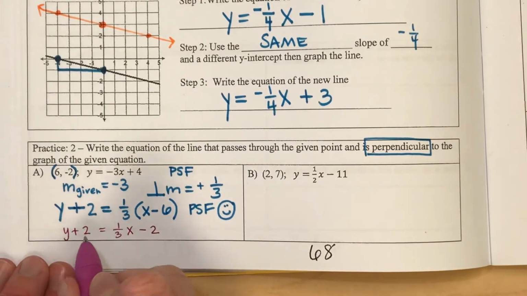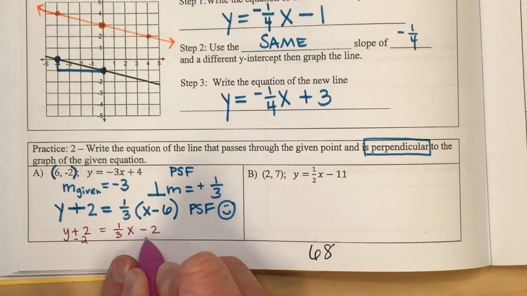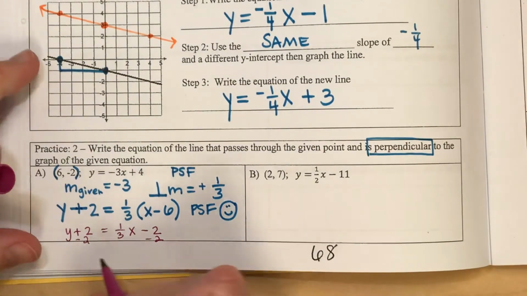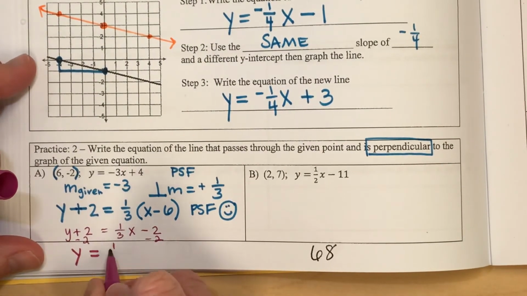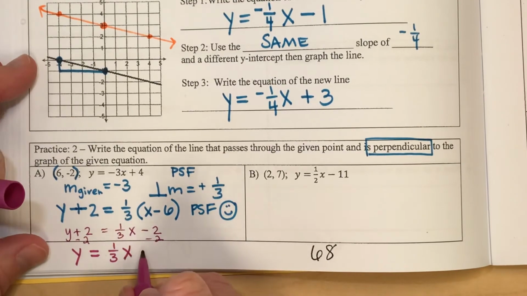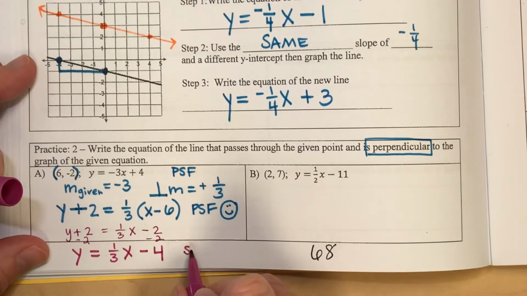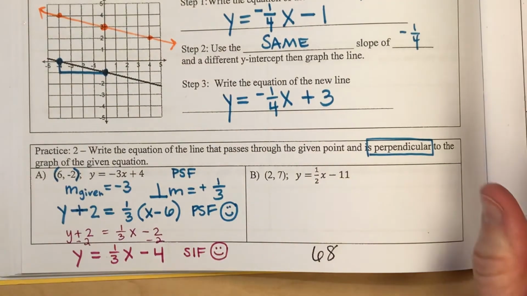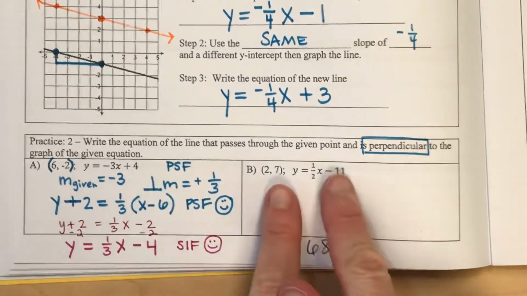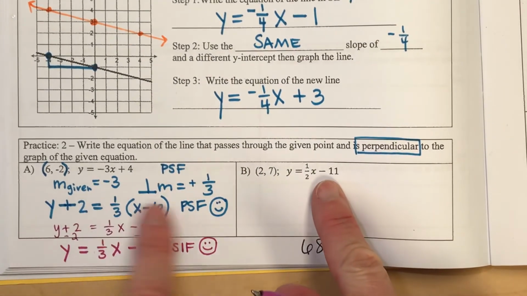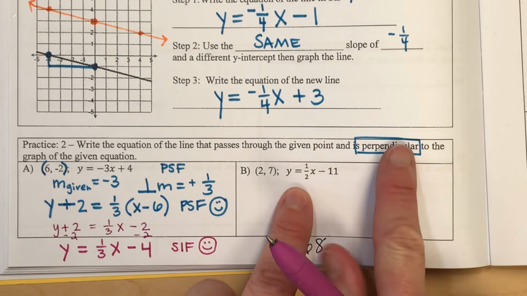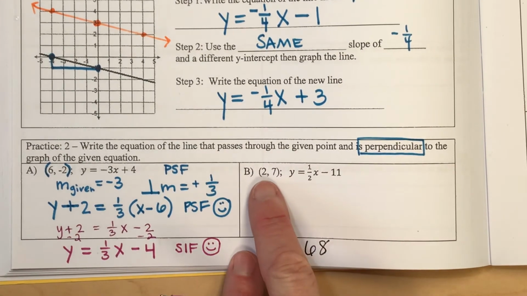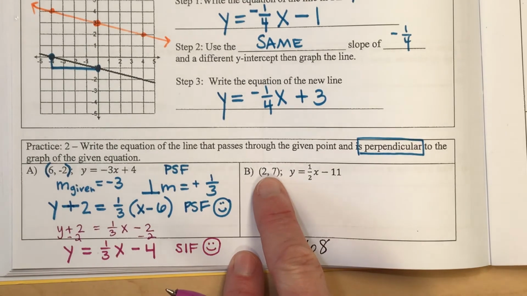Now, if I solve for y by subtracting 2 from this side, I will have my slope-intercept form, which will be y equal to 1/3 x minus 4. And that is my slope-intercept form in case you were asked for slope-intercept form. Now here in this equation, I'm going to do this same idea again one more time. I'm going to find a line that is perpendicular to a slope of 1/2, and I'm going to have my equation go through a new point 2, 7.